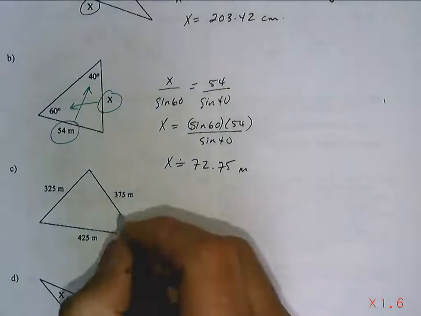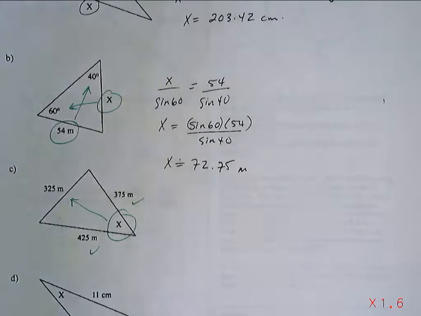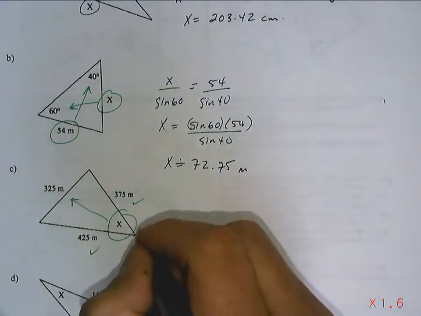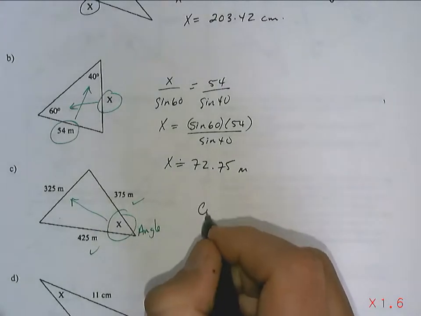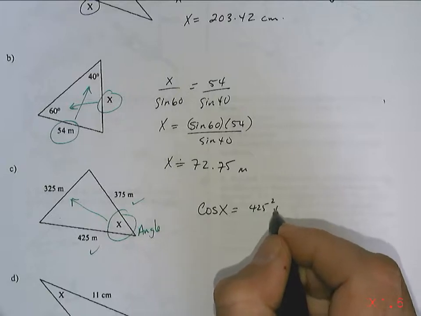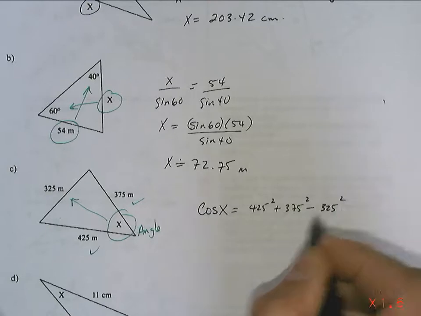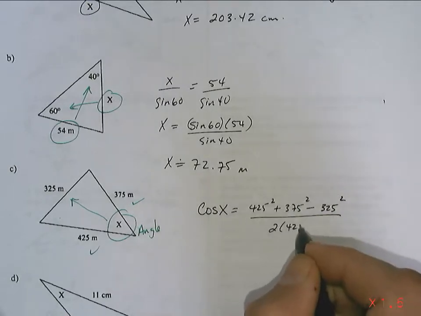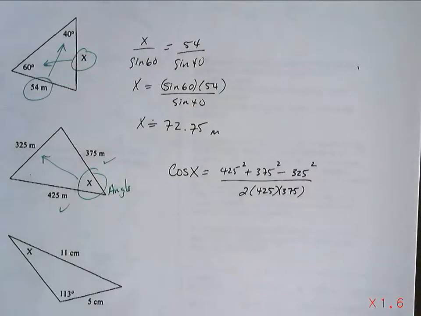Let's see what I got. I want an angle, and I got a side. I got a side. I got a side. I have no other angles. This must be cosine. But is it cosine for a side or cosine for an angle? Cosine for an angle. So that's a different relationship. It's going to be cosine x equals the other 2 sides squared, subtract the side opposite squared, all over 2 times the other 2 sides. You can't tell me this is hard.